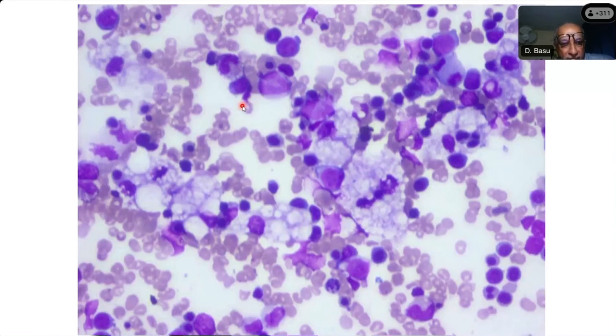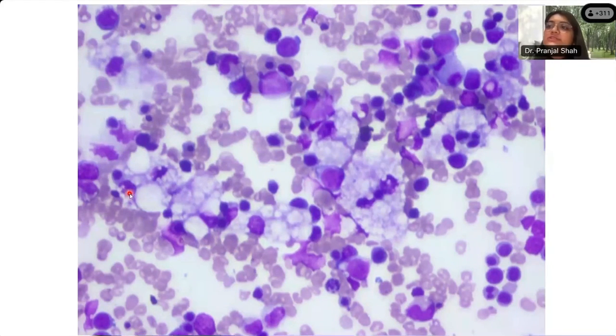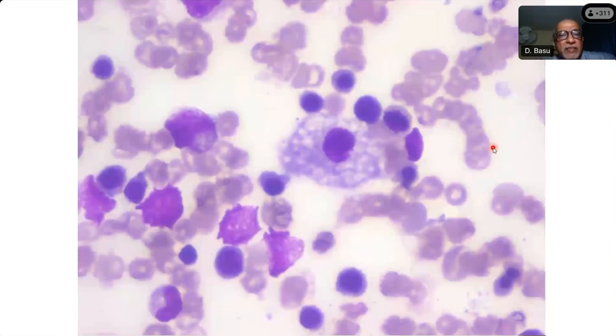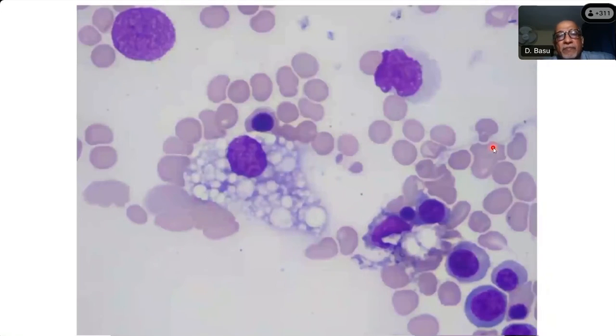Seeing this field, we can see multiple vacuolated macrophages, and here they are in clusters. They are clustering with each other. Another one, and another one. Make a note of the size of the vacuoles. Okay, so what is your thought on this?